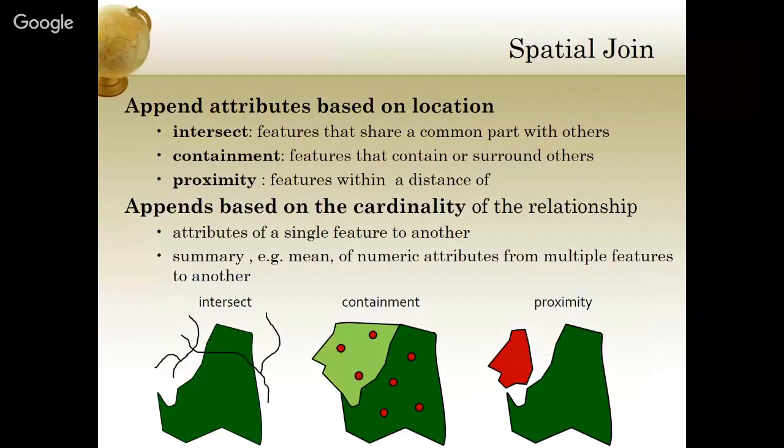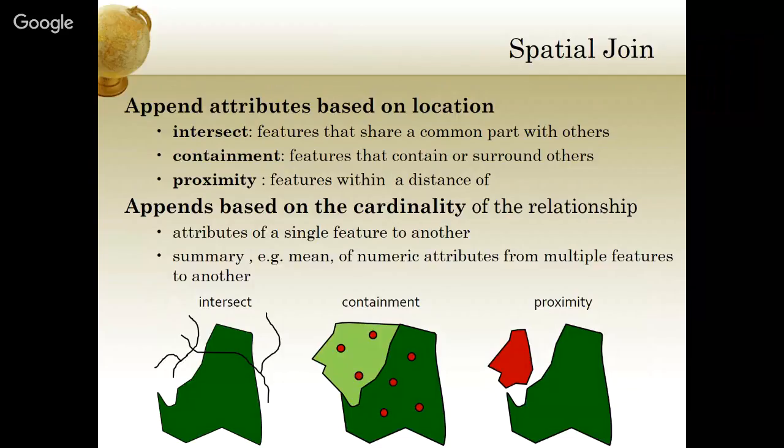So the next class of analysis tools we're going to look at are a spatial join. Last workshop, we talked about tabular joins, where we appended attributes from one table to another by linking some common field between those two. We can also join attributes from one feature to another based on their location.